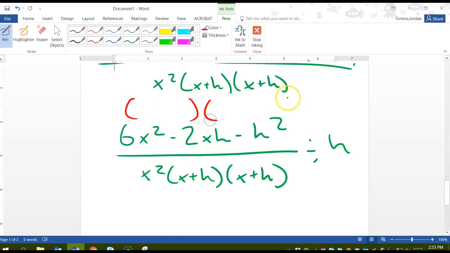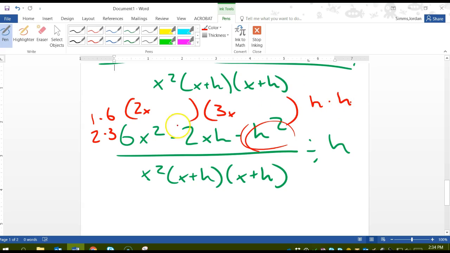So at this point, I literally have no idea what the answer is, but we're just going to try to factor this, okay? So, 6 gives us a possibility of 1 and 6 and 2 and 3. So let's go 2x and 3x. Okay, and with negative h squared, that's just like basically h times h.